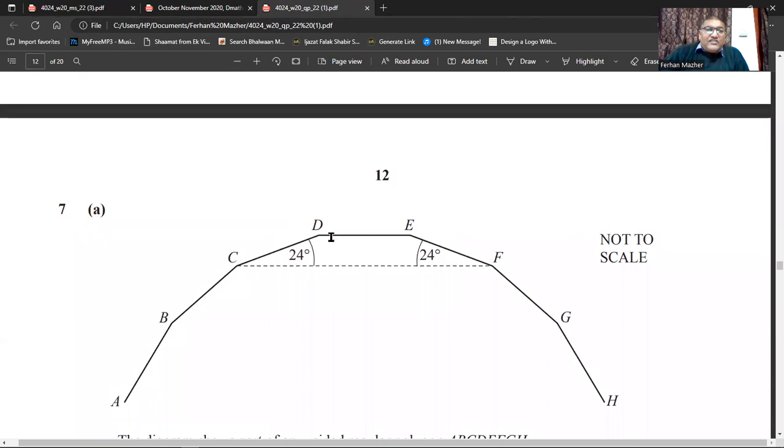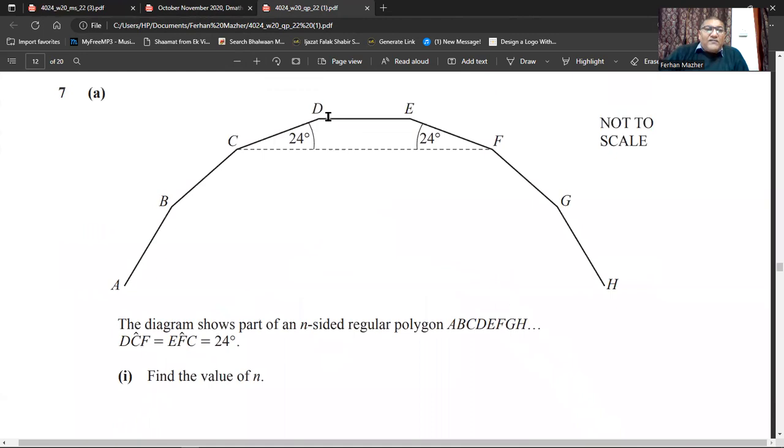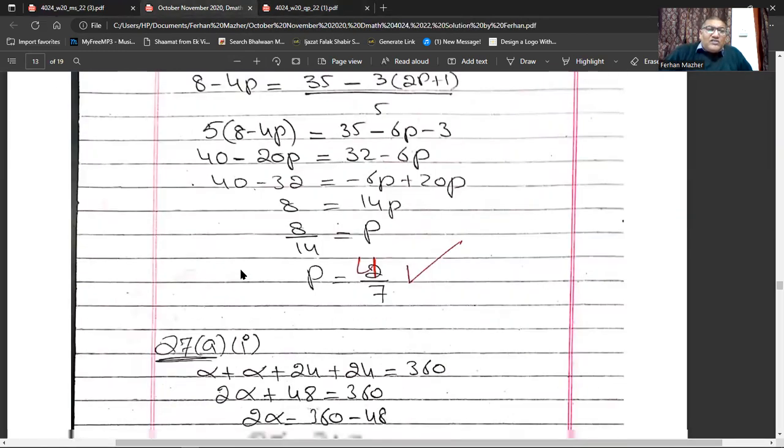So suppose this internal angle is alpha, and this internal angle is also alpha. So alpha plus 24 plus 24 plus alpha will be equal to 360. From there, I can find alpha, which will be the internal angle of this polygon. Once I know the internal angle of the polygon, then I can find out the number of sides of that polygon. The formula is very simple. One internal angle is equal to 180(n minus 2), and the whole thing divided by n. So let me show you how this is done.